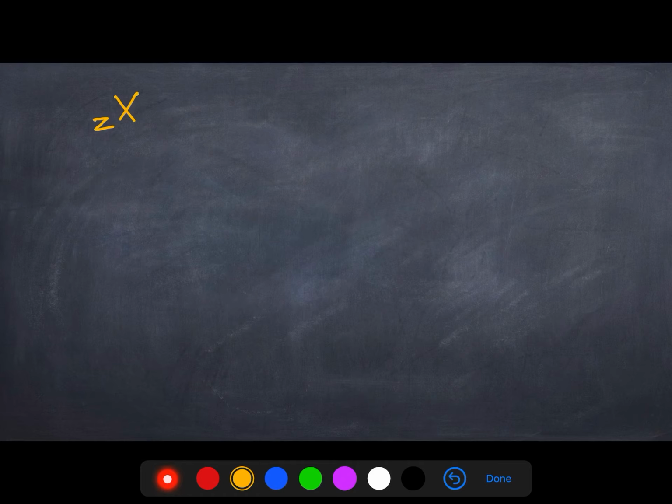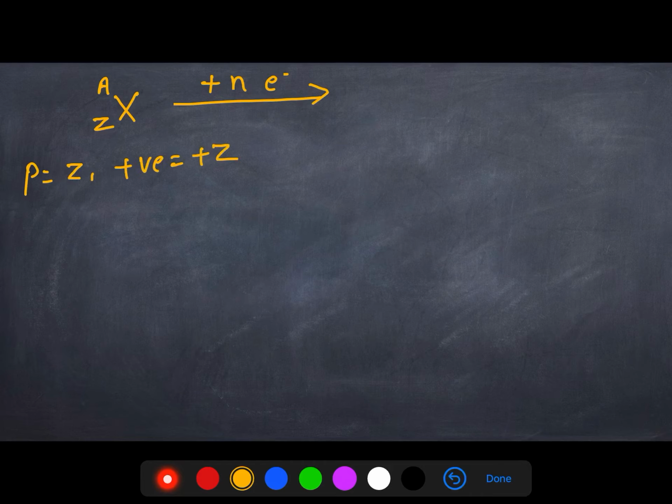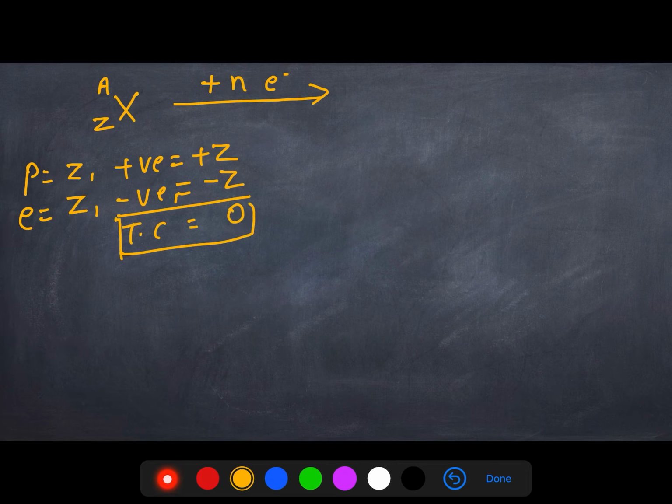Let's take the general case. Let's assume that there is any atom X, atomic number G, atomic mass A, and assume that it gained n number of electrons. Okay. So number of protons equals G, the atomic number. So positive charge developed is equal to the number of protons. Since X is neutral, we have the same number of electrons. And so the negative charge developed because of the G number of electrons will be minus G, and the total charge will be 0. Right.